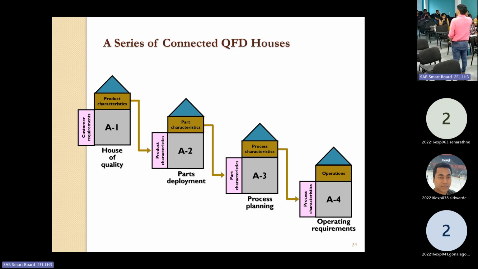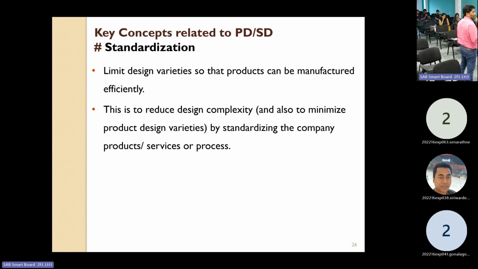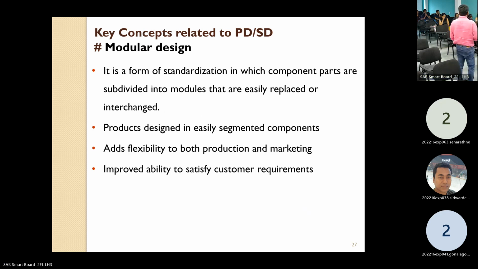As we discussed in the previous topic, quality management, designing products that are capable of fulfilling customer requirements is important. Design quality. For that, techniques like this would be okay. After that, we also identified certain other concepts: computer-aided designing, standardization, and modular design, in which we quickly understood the meanings of these concepts, where to use them, and the purpose of using them.